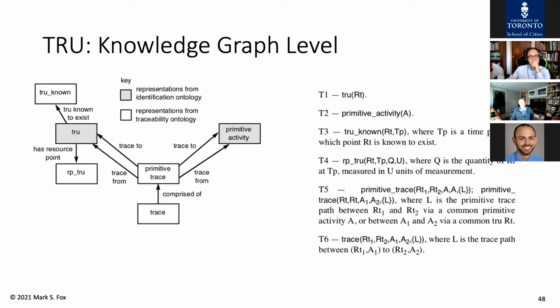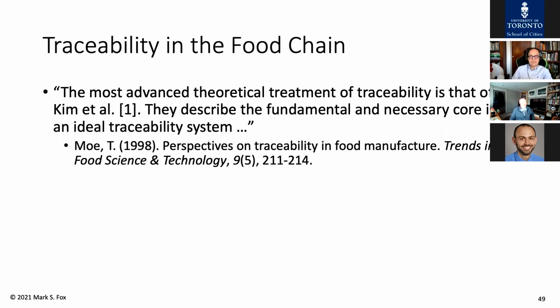And what was funny about this is that the motivation here was really coming out of aerospace manufacturing, which I had done some work in the 1980s. And what was interesting about that, after we did that work, we published it, et cetera, we just sort of put it aside and moved on to other things. And then we ran across a paper that says, the most advanced theoretical treatment of traceability is that of Kim et al. They described a fundamental necessary core in an ideal traceability system.